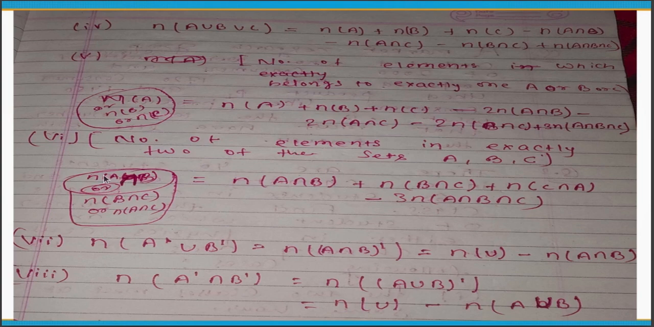Now the number of elements in exactly 2 of the sets A, B, C: number of A intersection B plus number of B intersection C plus number of C intersection A minus 3 times number of A intersection B intersection C.